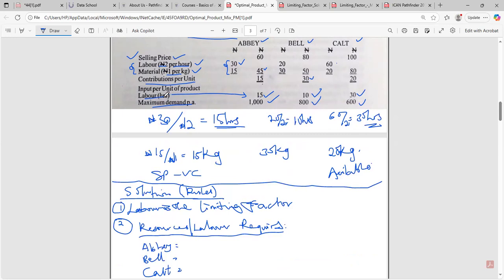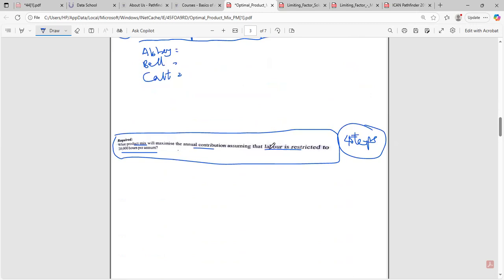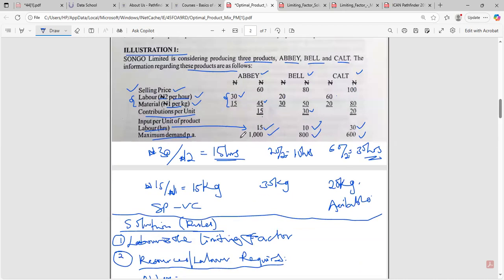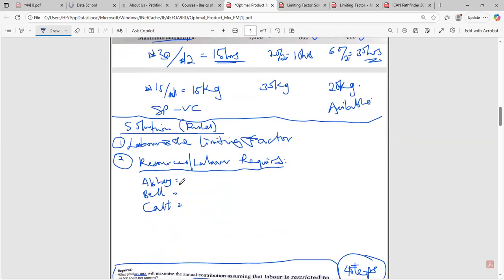Now, the labor hours that we require for Bell is 15 hours. Please don't go and use this labor 30 naira. What is limited is labor hours. They said, assuming that labor is restricted to 20,000 hours, they don't say 20,000 naira. So we're making use of the hours, 15 hours to make 1 unit. Please be careful with that.